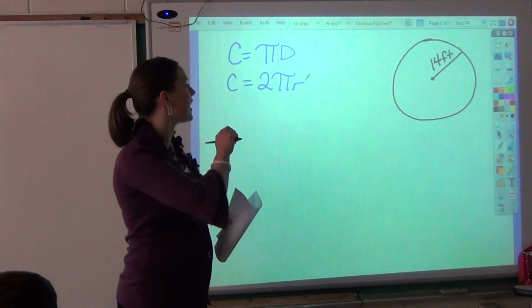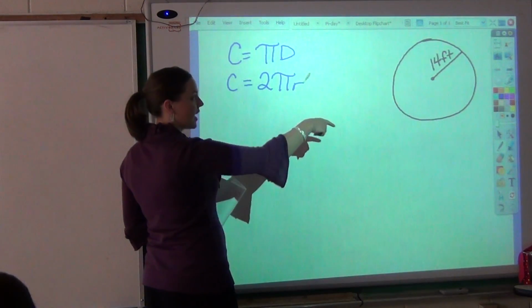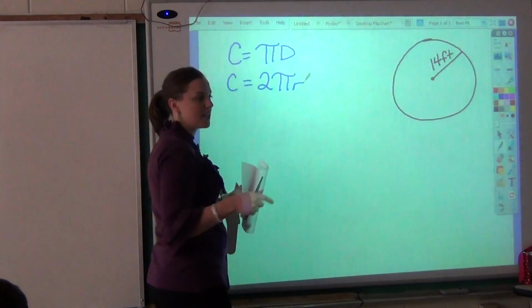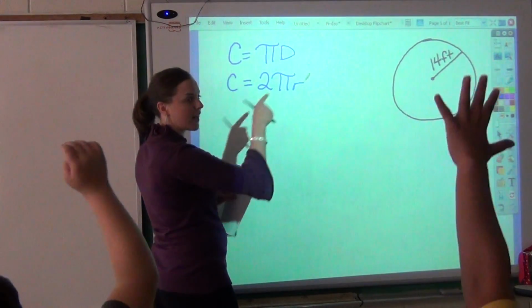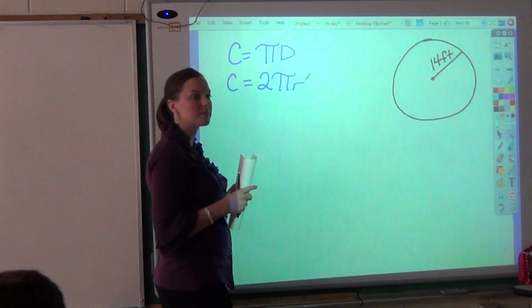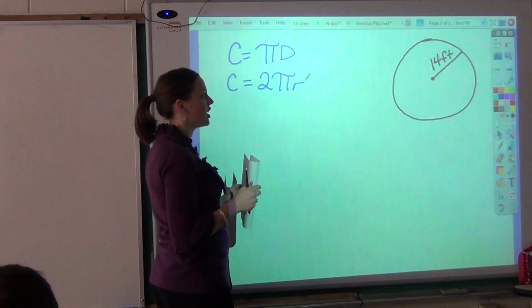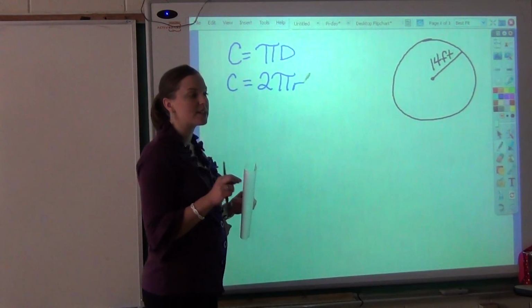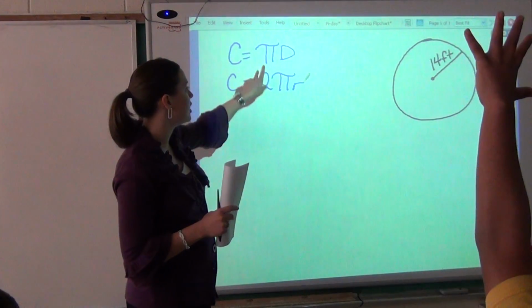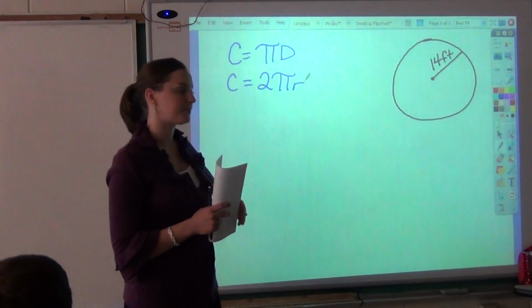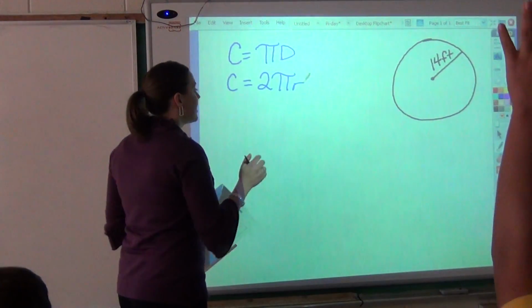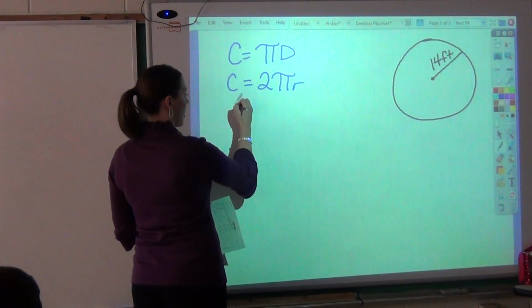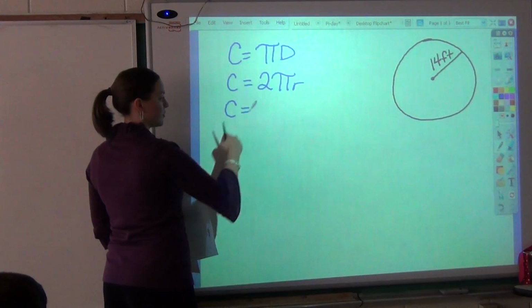Good job. Okay, we have a circle with something that says 14 feet. Raise your hand if you can tell me what that is. Eli. Right? Radius. Very good. So the radius of this circle is 14 feet. Angelica, are we going to use pi d or 2 pi r? 2 pi r. Very good. Now, I have C equals 2 pi r. I'm going to do my 3 lines right here.